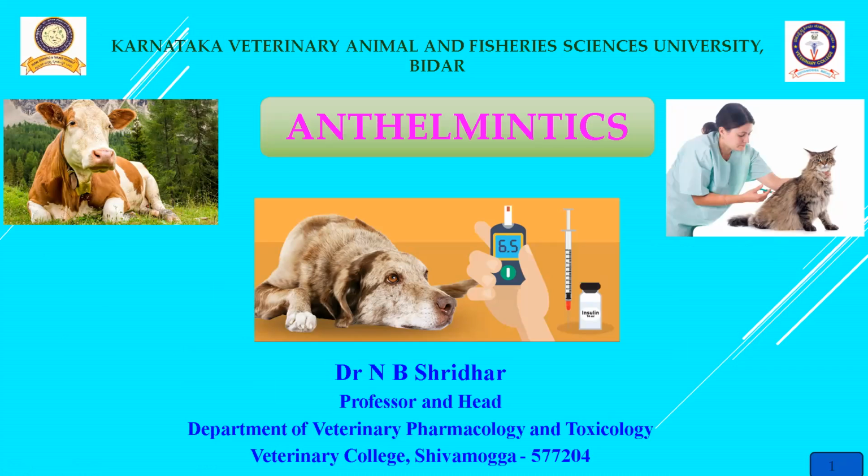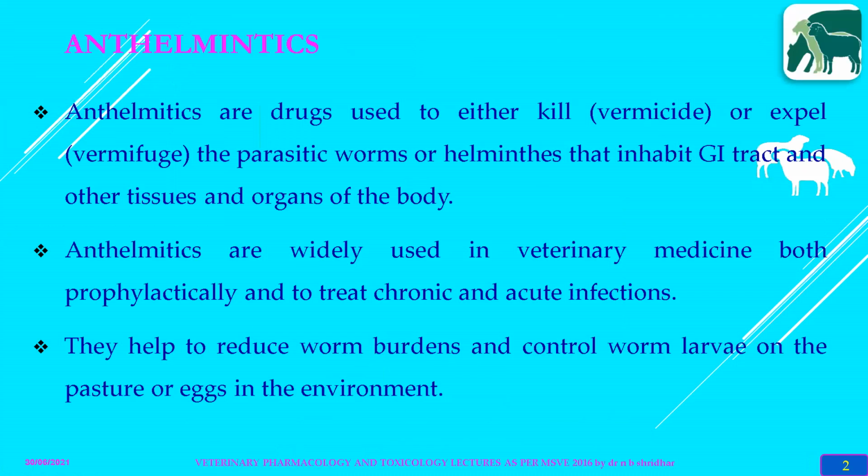It's also one of the important chapters because this deals with the worms which are present inside the body of the animals. It may be cattle, sheep, or goat. So, coming to the main title, that is the anthelmintics. They are the drugs used to kill the worm or expel the worm.